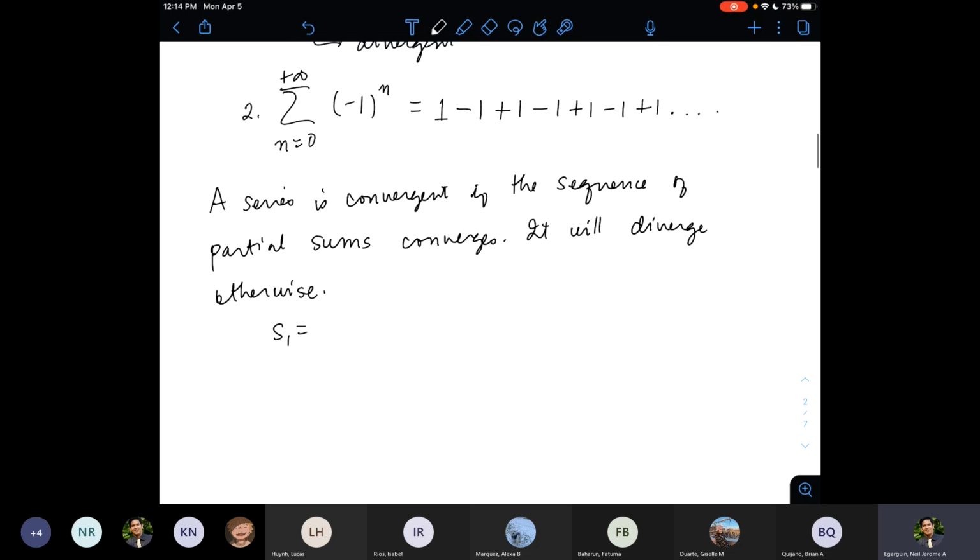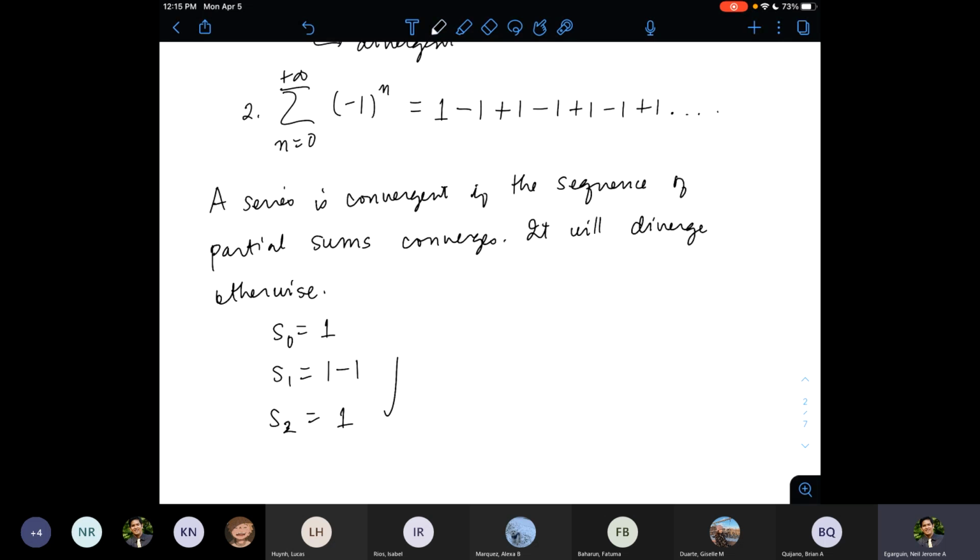That's n equals 0. Maybe I'll start at 0 here. When n is 0, we get positive 1. That's the first term. Then the second partial sum, S1, would be the sum of the first two terms. So it would be negative 1 plus 1. So it's going to be 1 minus 1. The third partial sum, S2, would be 1 minus 1 plus 1.